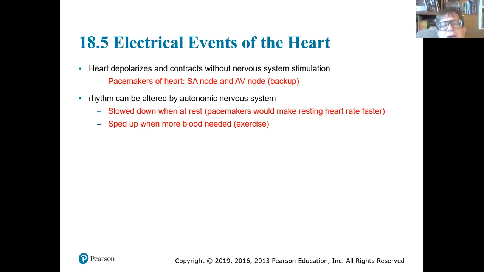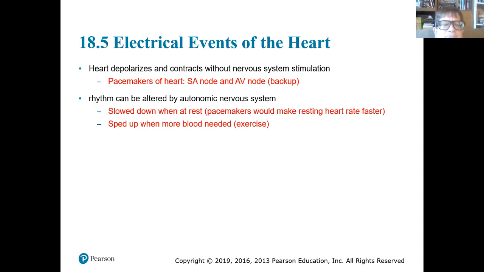One is the sinoatrial node. That's your primary pacemaker. If a heart attack were to destroy the cells in it, you do have a backup one, an AV node. Now, the heart rate is going to be different. It's not going to work as well, but the AV node is there as a backup system to keep the heart pumping at least.